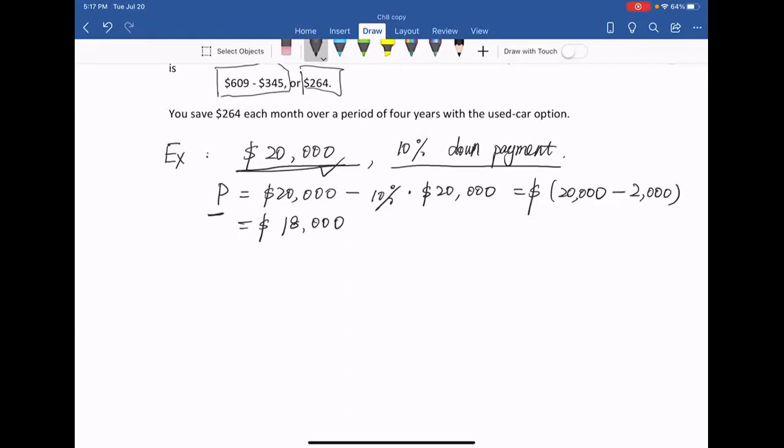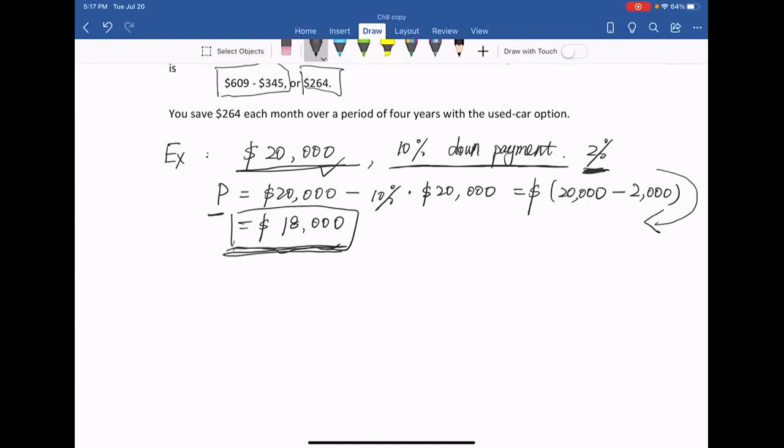And sometimes they will say, besides the down payment, you still need to pay 2% of some extra money or closing fee. Sometimes they will ask you to pay. Sometimes they don't ask you to pay. It all depends on the question. So this 2% will not affect the P we got here. Maybe it's just the processing fee. They won't change the P here.